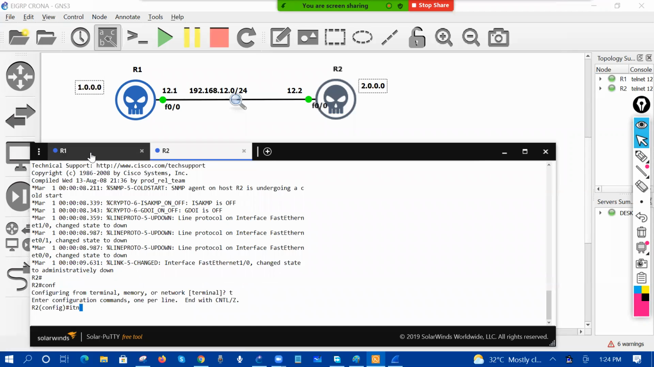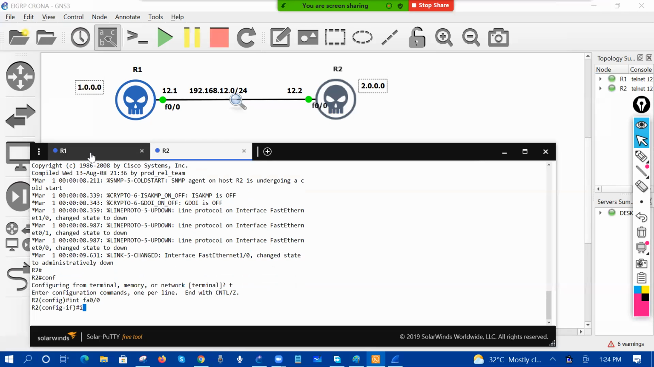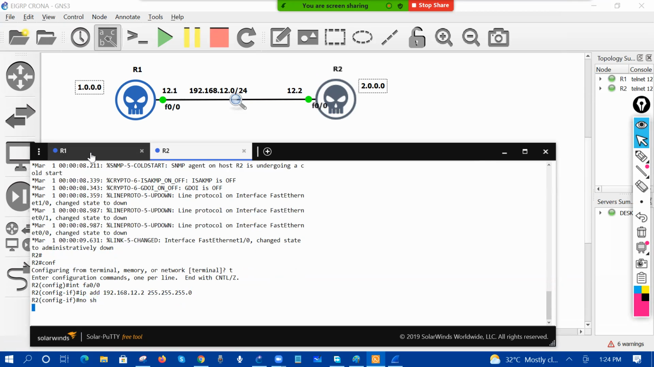If you don't give any subnet mask, will it not take it? Of course, the interface command will take it. That's why I'm just giving the basics right now. I am not done right now. Just wait for some minutes. Okay, okay.